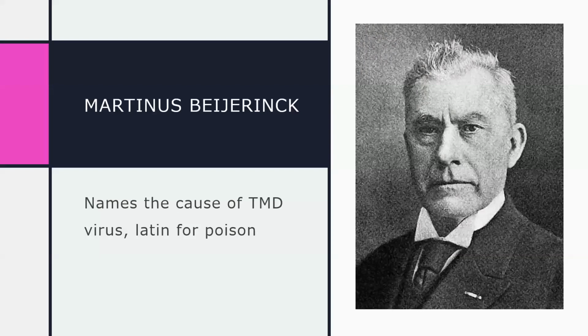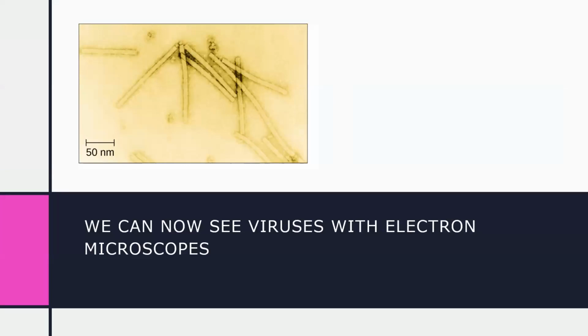Now, later on, Martinus Beijerinck decided that it couldn't have been a bacteria that was causing TMD, and he named it virus, which was Latin for poison. So he was thinking that maybe it was some sort of chemical that was passing through these filters. Now, of course, we now know that viruses are these things that we're going to talk about today. We can't see them with a light microscope, but we can see them with electron microscopes. And of course, in the 19th century, we did not have electron microscopes.